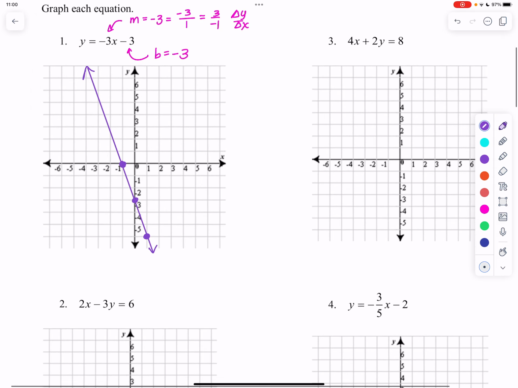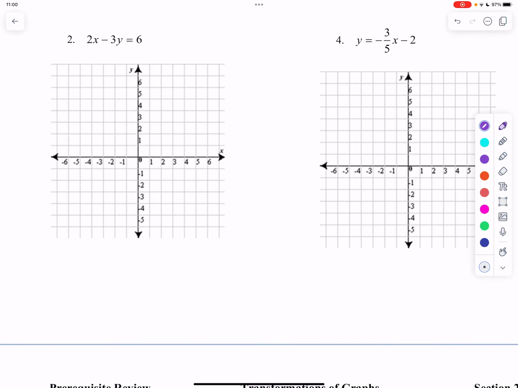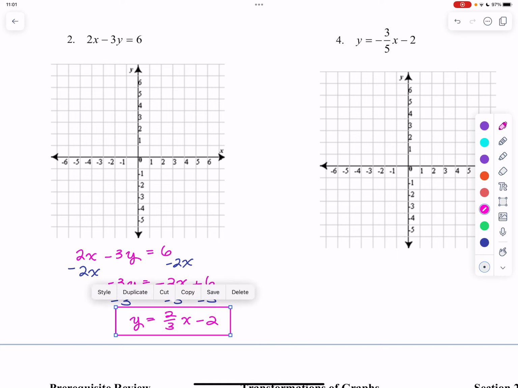Okay, let's go ahead and look at number 2. As you can see in number 2, we are going to go ahead and write that down here. 2x minus 3y equals 6. I'm going to subtract 2x from both sides. I have a -3y equals a -2x plus 6. I will divide every term by a -3, and we end up with y equals a positive 2/3 x minus 2. So that's what we are going to be graphing.